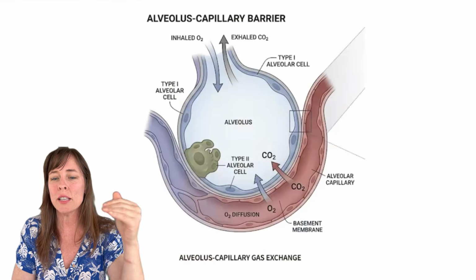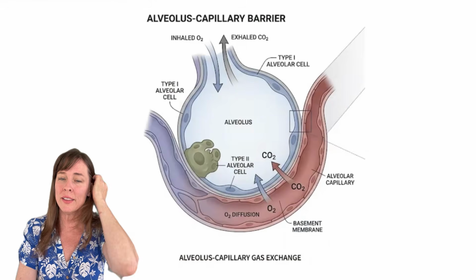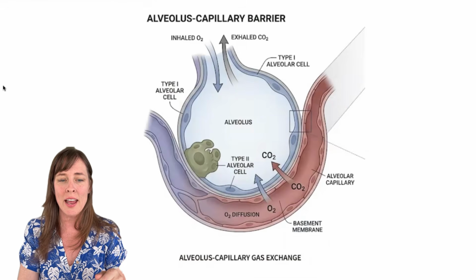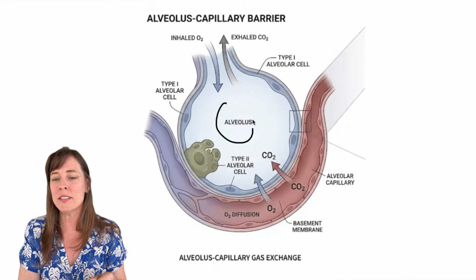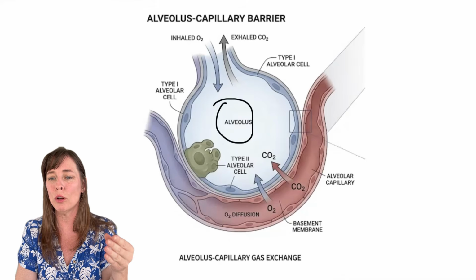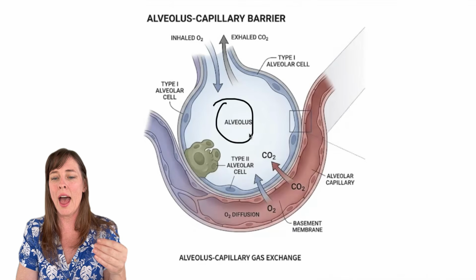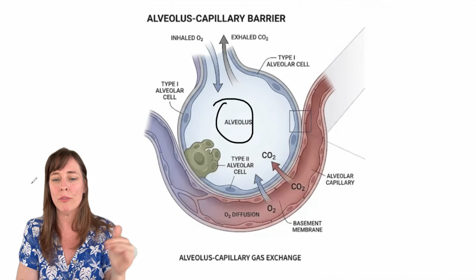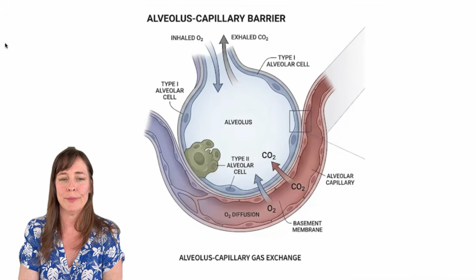When it gets to the alveoli and the capillaries, there's the alveoli, which is the end. That's the end of each of the bronchial tubes. And that's going to be surrounded by capillaries where we're going to have the exchange of gases.